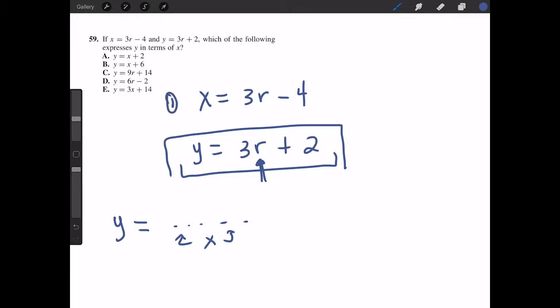So look at the first expression they give us. x equals 3r minus 4. We want to solve for r. Why do we want to solve for r? Because that way we'll be able to plug into the second one, replace this r with whatever we find once we solve for r. It'll be in terms of x, and then we'll be able to answer this question correctly. So how do we solve x equals 3r minus 4 for r?